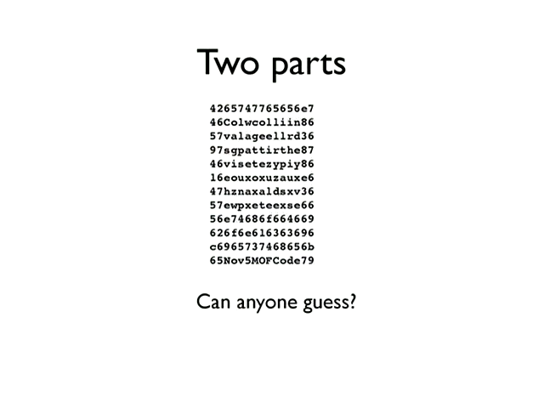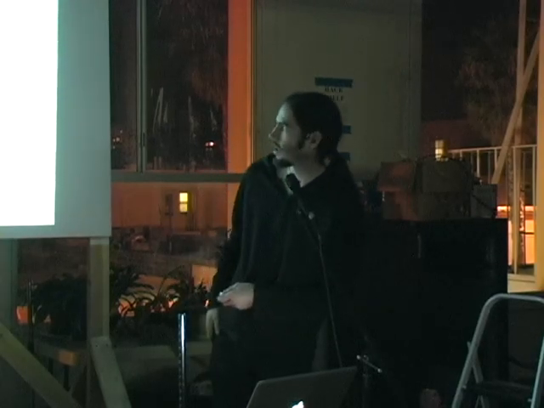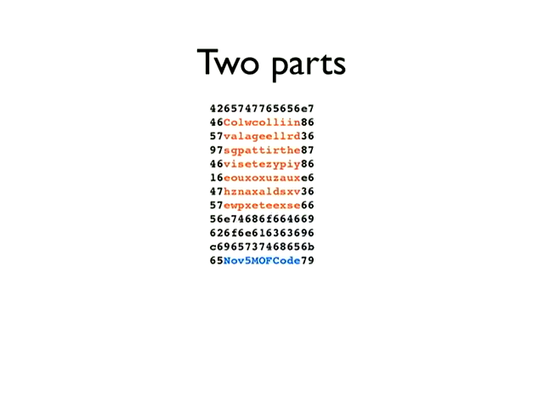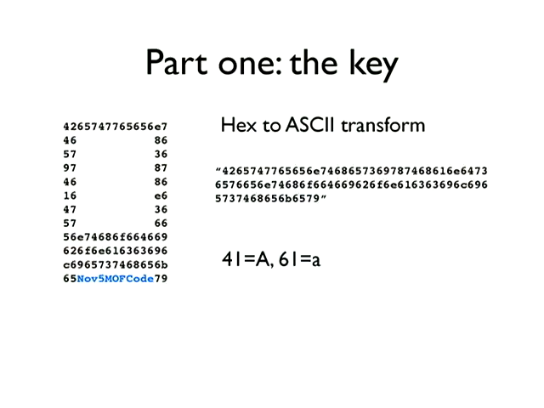Did anybody actually look at this? Okay, so the 2 parts are hex and ASCII. And if you split them apart, you can see the differences very clearly here. And, you know, the little catch line at the bottom. So the first part is the key. And this is really a very simple hex to ASCII transform, where 41 is uppercase A and 61 is lowercase a.